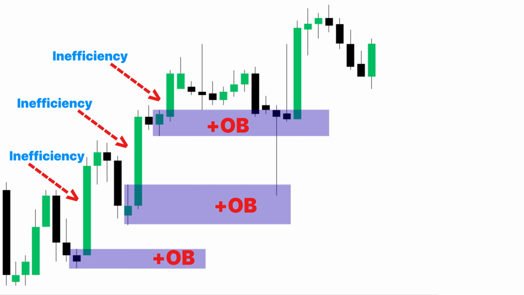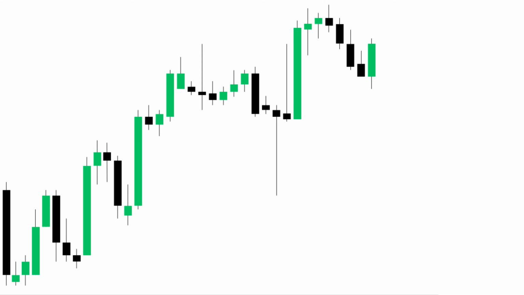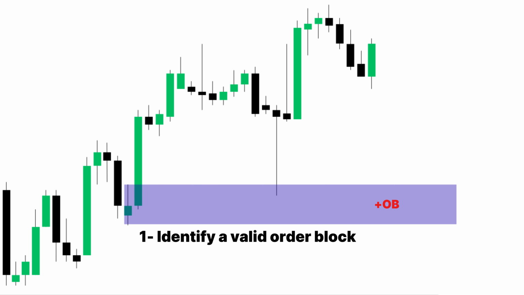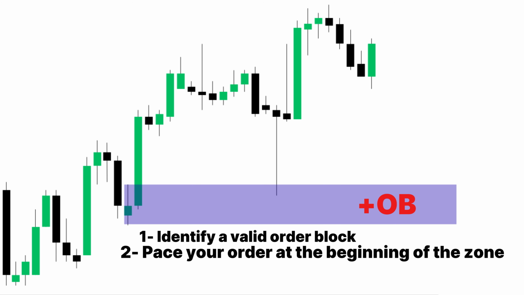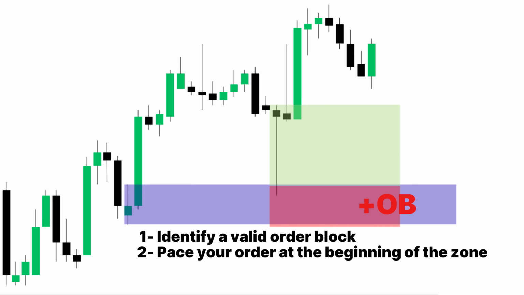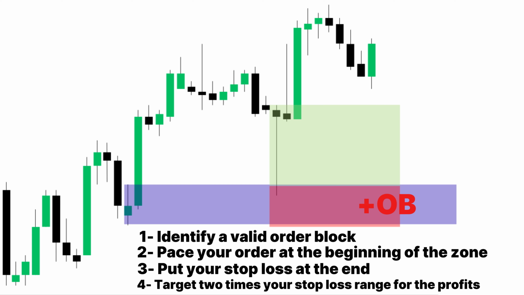Trading strategy and backtesting setup. Now, let's go over the trading approach we used during our backtesting phase. The rules are straightforward. First, locate a valid order block. Next, place your entry at the beginning of the zone, while positioning your stop loss at the opposite end. We aim for a 1-to-2 risk-to-reward ratio, meaning we target double the distance of our stop loss. With this structure, even a 34% win rate keeps us at break-even, ensuring long-term sustainability.